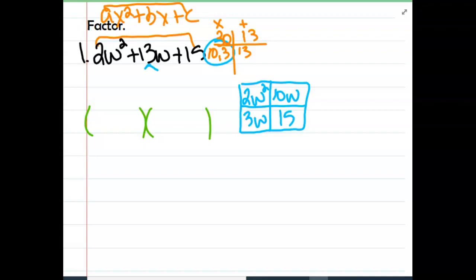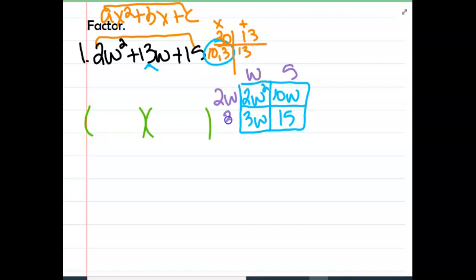And then you're going to look at each column and each row and find the greatest common factor. So this first column here, 3w and 2w squared. 2 and 3 don't have anything in common, but what do these have in common? A w. Okay, this next column, 15 and 10w. What can you divide out of 15 and 10w? A 5. And then do the rows. 2w squared and 10w: 2 and a w. And then this last one, 3w and 15: 3.